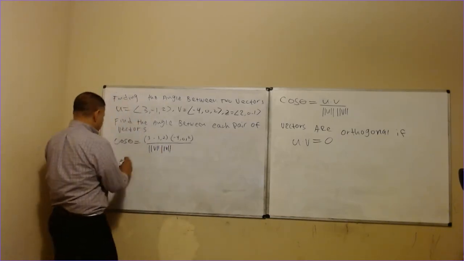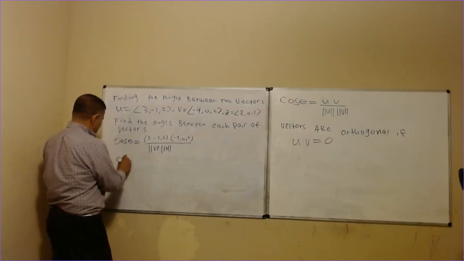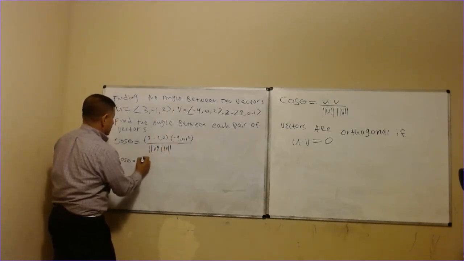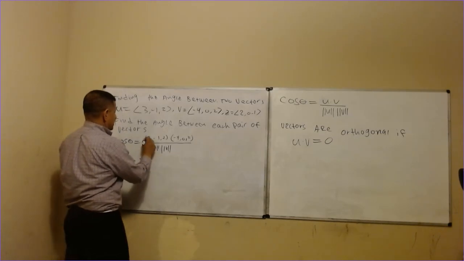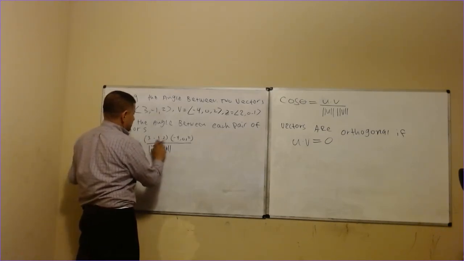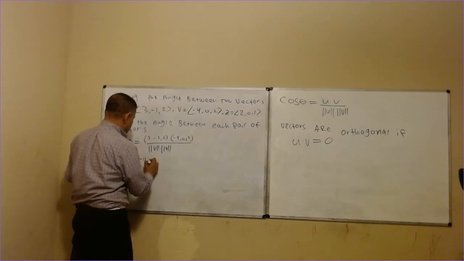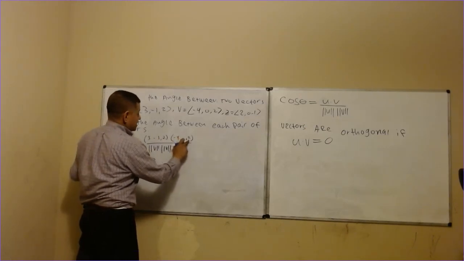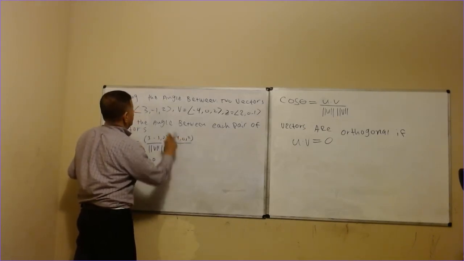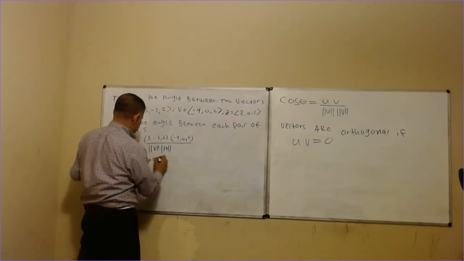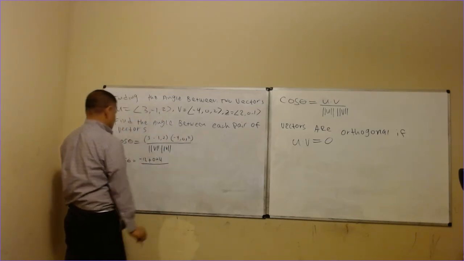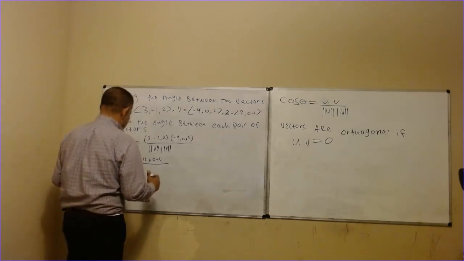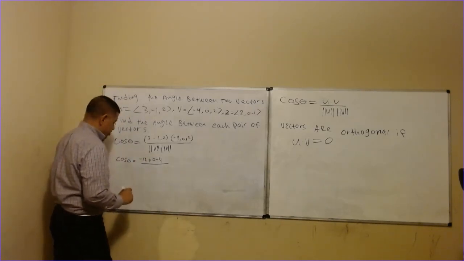Okay, so if I do that, cosine of theta is going to be negative 12, and then plus 0, of course, since this times this is 0. This times this is going to be 4. Now I did this, now I have to do the bottom. Now I have to take the magnitude of each.